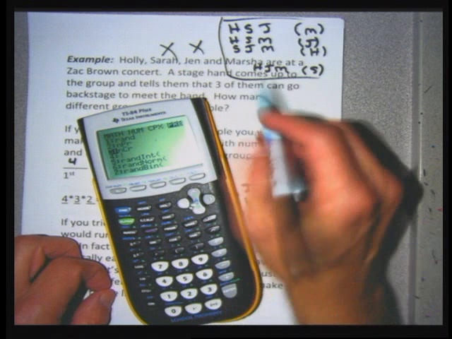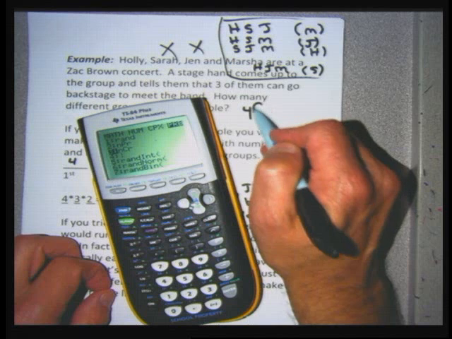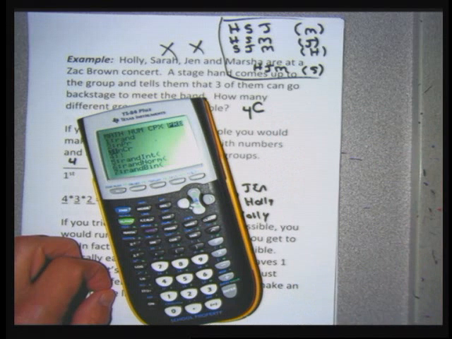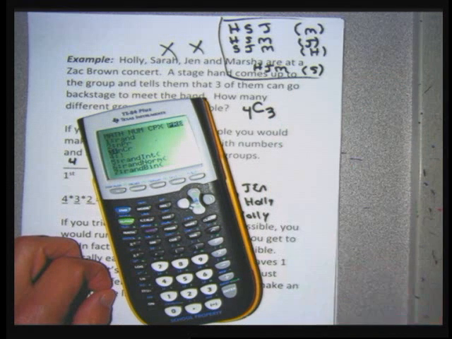So for this problem here, the size of the group is 4, there's 4 girls. It's a combination because only the girls that get picked matter, not the order that they're picked in. And I'm picking 3 of them. So in this problem, we'd say this is 4 choose 3. From the 4 girls, we're picking 3, and the order that I select them in doesn't matter.